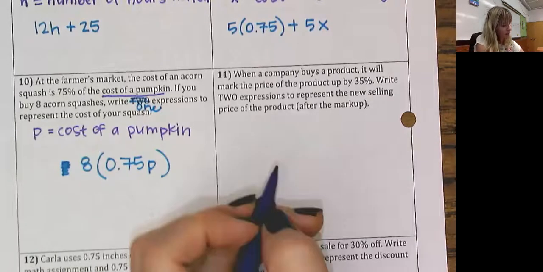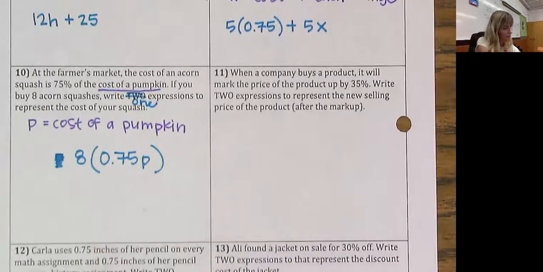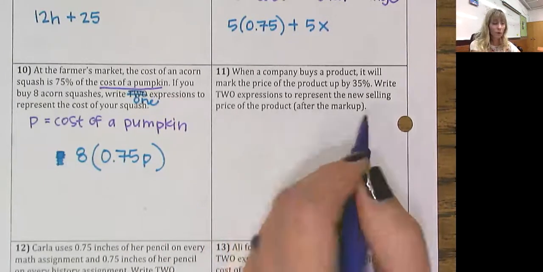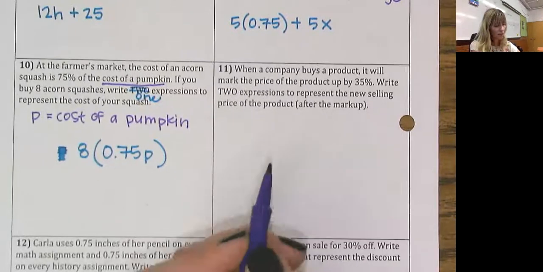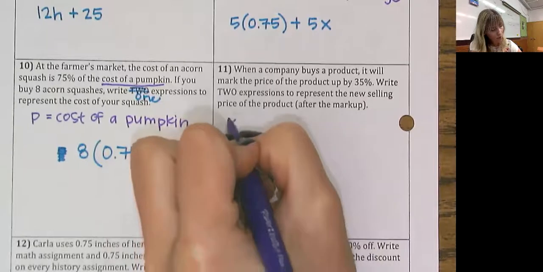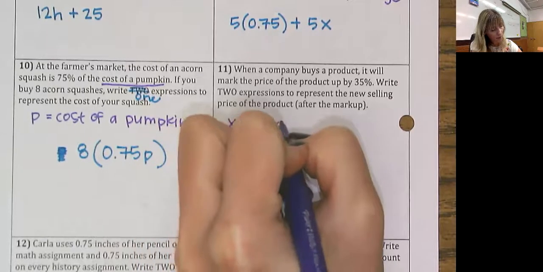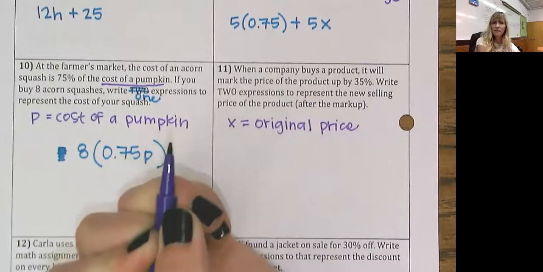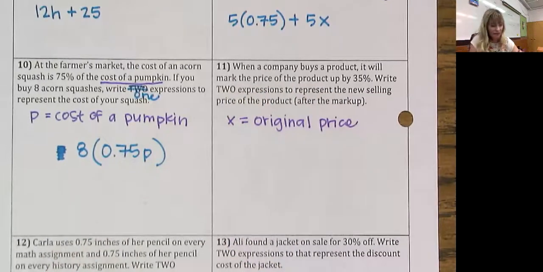Number 11, when a company buys a product, it will mark the price of the product up by 35%. Write 2 expressions to represent the new selling price of the product after the markup. I'm going to give you a hint right now. We're going to work on these a lot over the next couple of days. When they start talking about marking up or discounts or anything, your unknown is always going to be, what was the original price? Before we did anything to it, what was the original price of that thing?